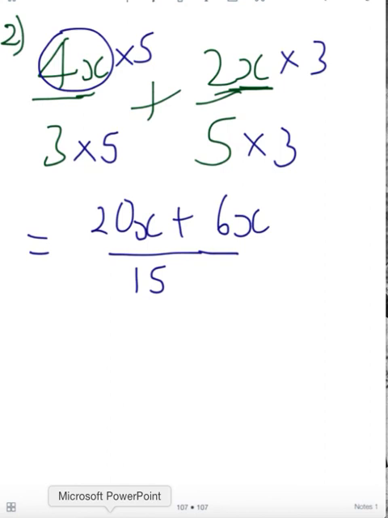Yes, we can. They both have an x. They are both like terms, so let's add them. We have 20 plus 6, which is 26, but the x is there, over 15.